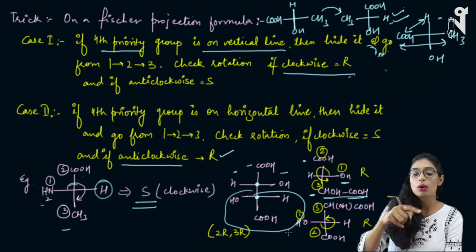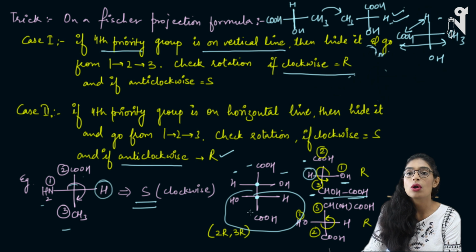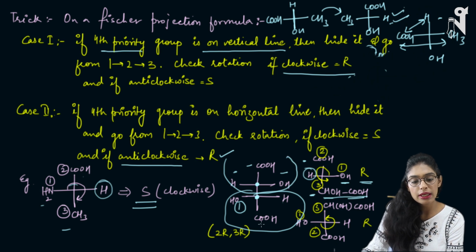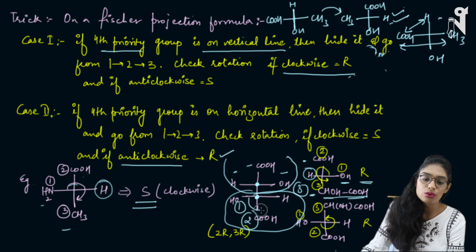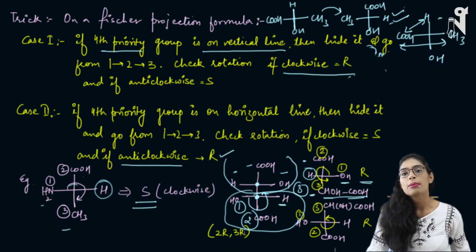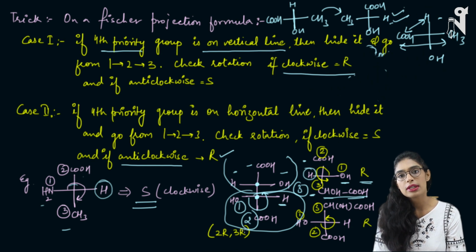So the rotation is what? The rotation is anti-clockwise, but the hydrogen is present on the horizontal line, hence the configuration is R. Exactly the same way, try it out for the lower one. I have OH, H and COH. This is 1, this whole other group is 2, and the other group is 3. So when I'm moving 1 to 2 to 3, what kind of rotation is this? This is anti-clockwise rotation, and again my hydrogen is present on the horizontal line, and hence the configuration is R.